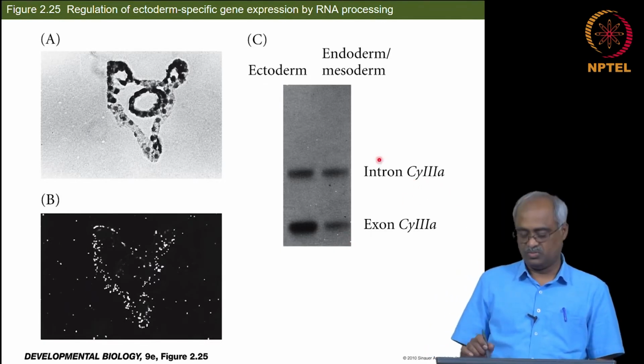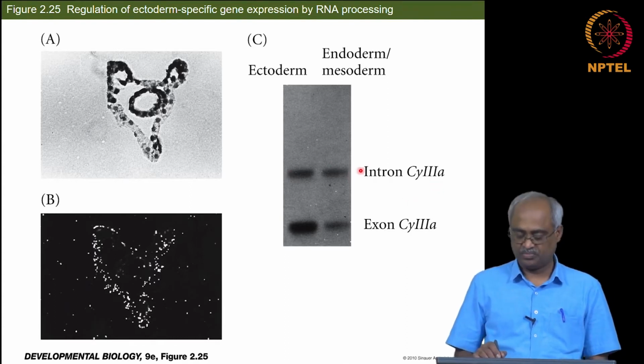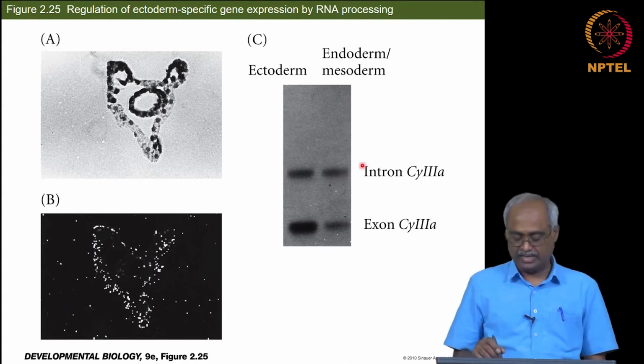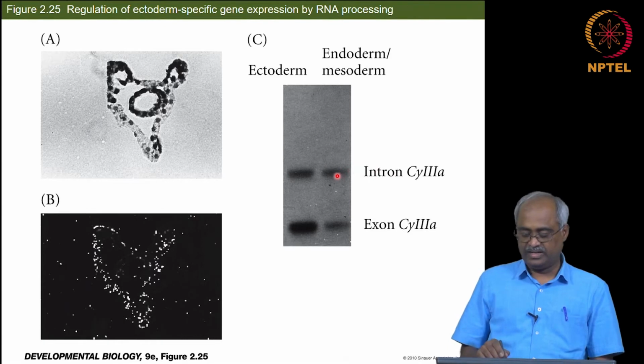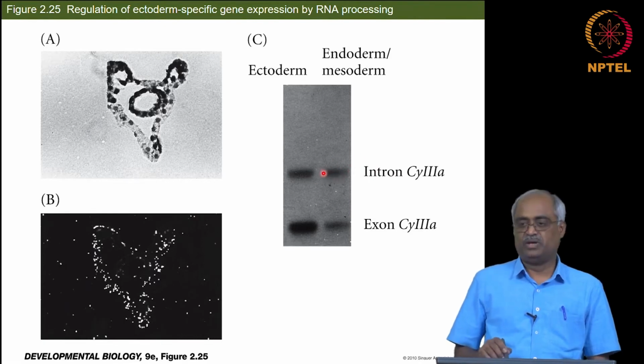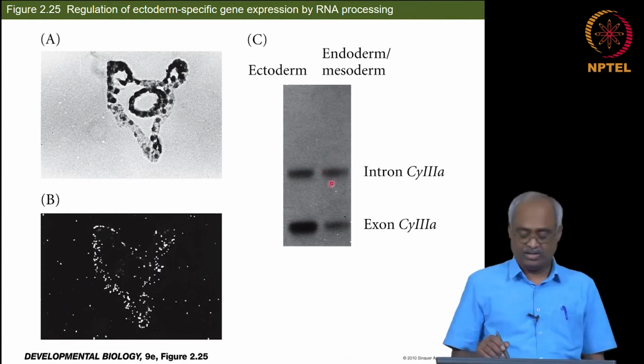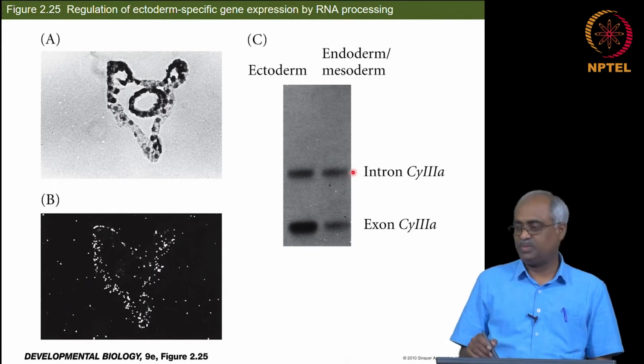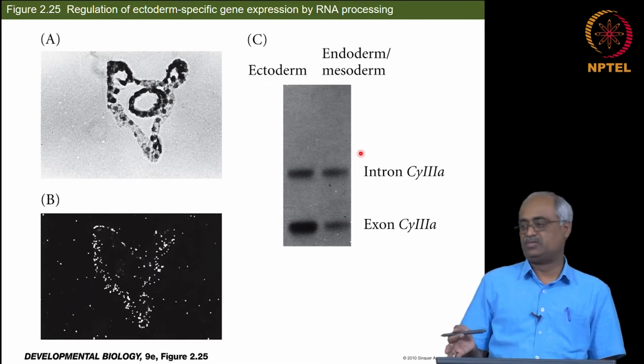With an intron specific probe, that is revealed by this larger RNA. If you look at it, the difference is not much, they are at more or less similar levels, indicating that in all 3 germ layers it is being transcribed. It is definitely there in ectoderm as well as in endoderm and mesoderm.